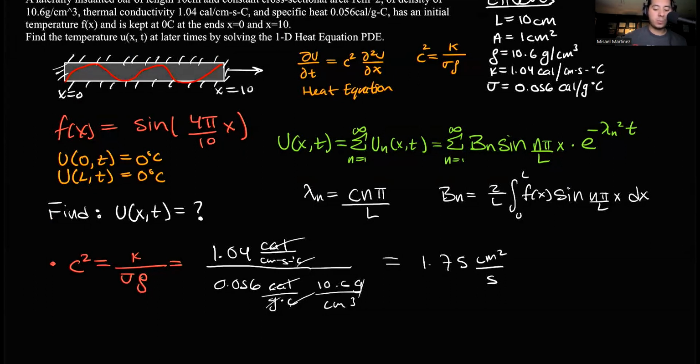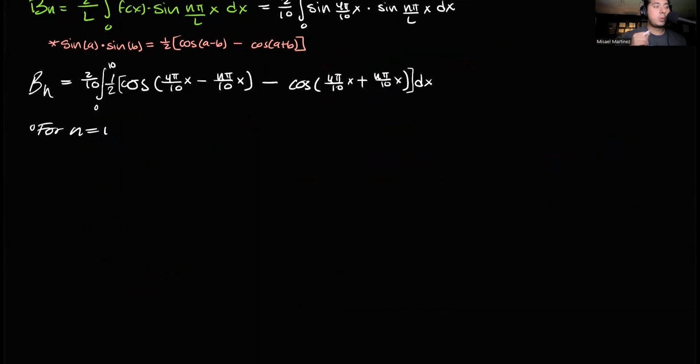Now let's find our Bn. You can see that for Bn we have this equation right here. If we substitute f of x, we get 2 over 10, where 10 is the length, integrated from 0 to 10 of sine of 4 pi over 10 x times sine of n pi over L x dx. So we have to integrate a sine times another sine. We can use the identity that sine a times sine b equals 1/2 the difference of cosines, and plug it in. This is now our new equation for Bn.